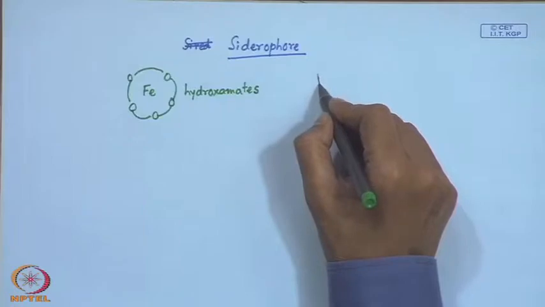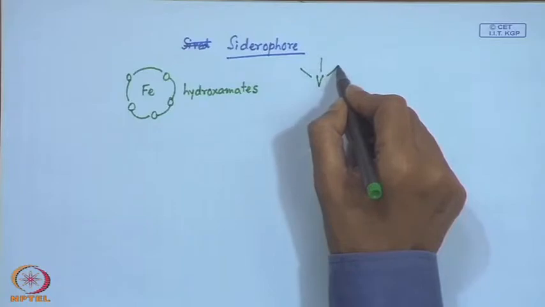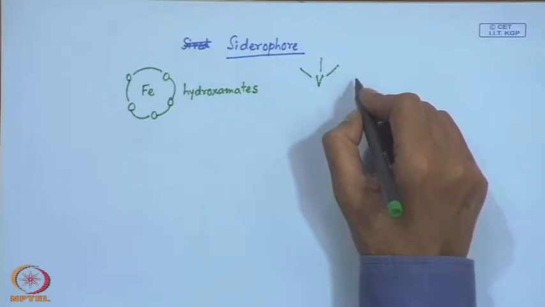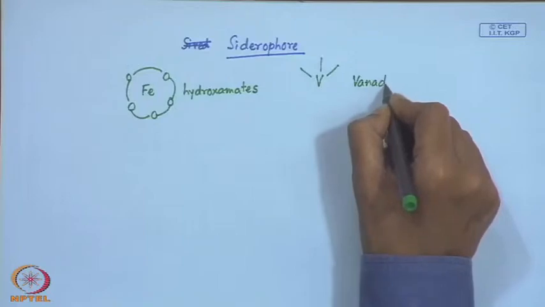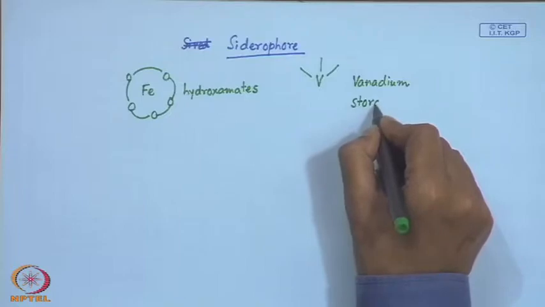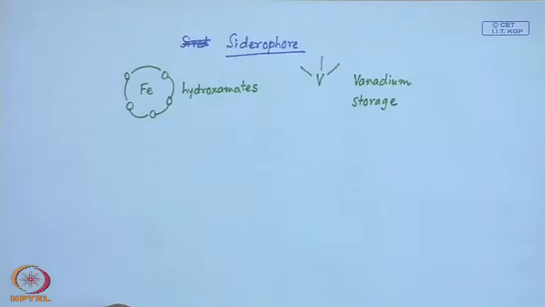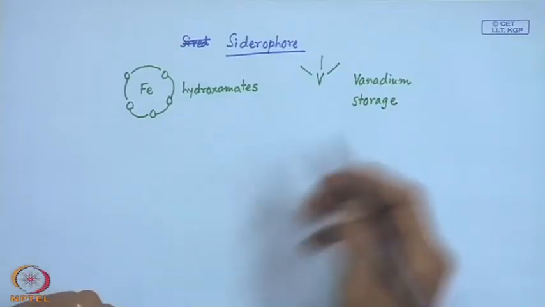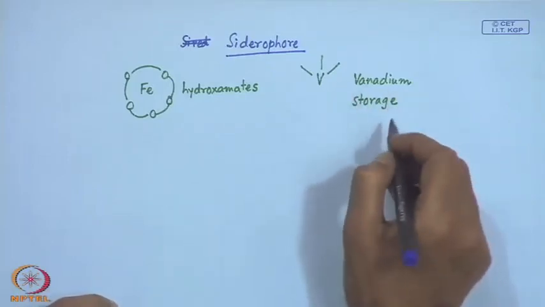Similarly, if we want to bind vanadium, what type of ligand should we use to bind vanadium in the biological system? That means we are talking about something which we can consider as a vanadium storage molecule, a vanadium storage system. How can we store it, because we can have some free vanadium ion, and what are the typical ligand systems that we get for the corresponding vanadium binding?